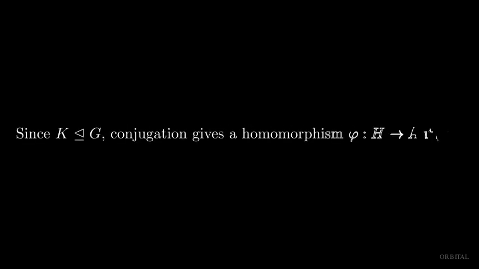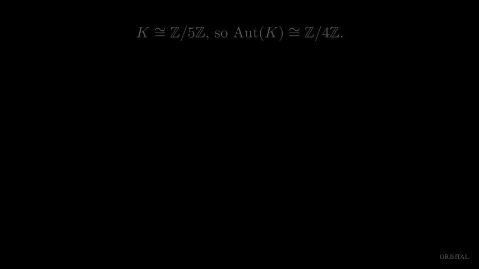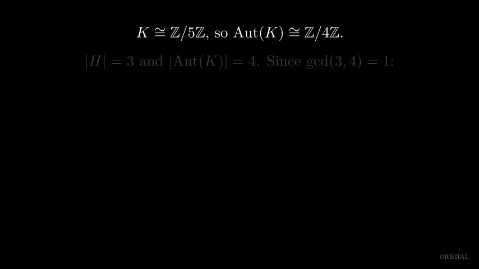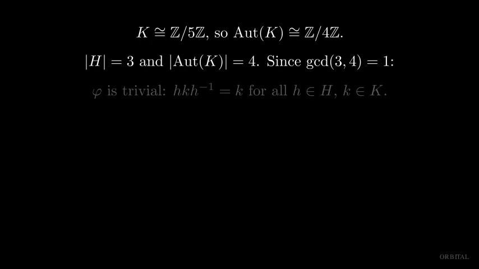Now, here's the key move. Since K is normal in G, conjugation by elements of H defines a group homomorphism from H into the automorphism group of K. K is cyclic of order 5, so its automorphism group is cyclic of order 4, since each of the 4 non-identity elements can serve as the image of a generator. H has order 3, and the automorphism group has order 4. For a homomorphism from a group of order 3 into a group of order 4, the image must have order dividing GCD of 3 and 4, which is 1. So the homomorphism is trivial.